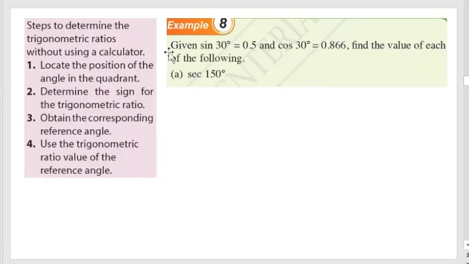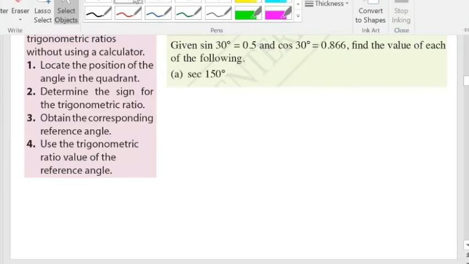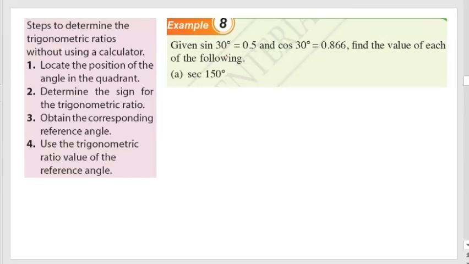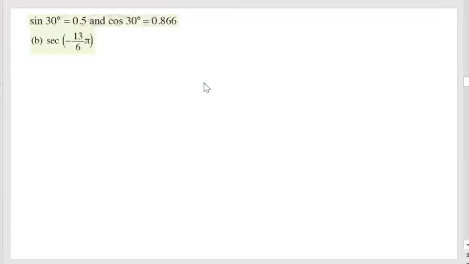Now we go back to the example in your textbook. You see this question; this question is easy. It gives you sin 30 degrees equal to 0.5 and cos 30 degrees equal to 0.866. Find the value of each of the following: a, b, c, and d.